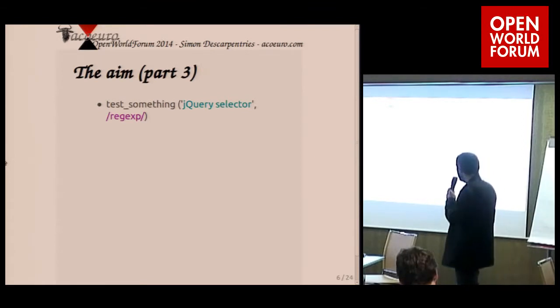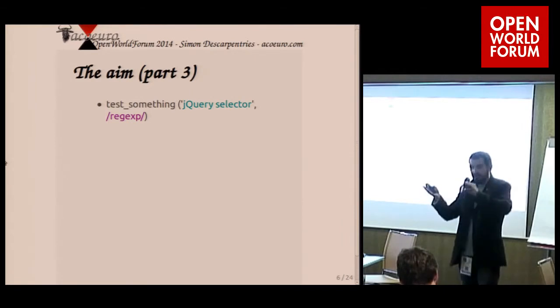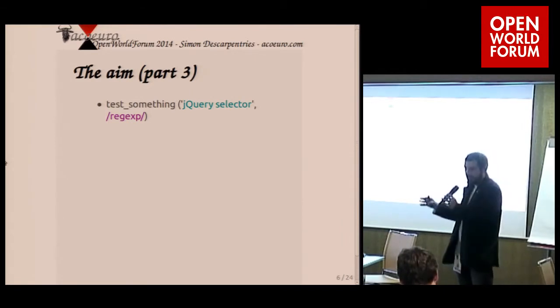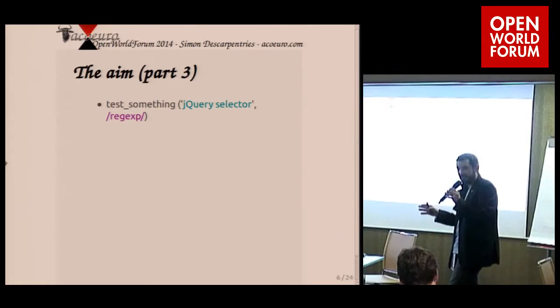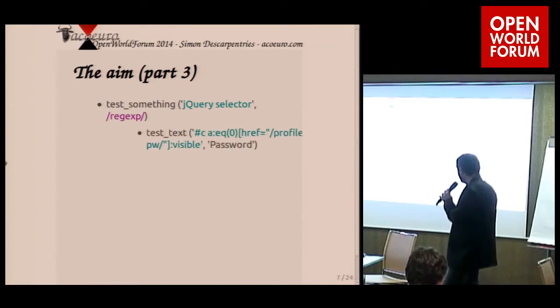What's interesting is that you can be testing something with a jQuery selector and a regex in the other part. And so you get here two of the most expressive languages in one line for one test and nothing else to write. You can describe as precisely as possible what to check.